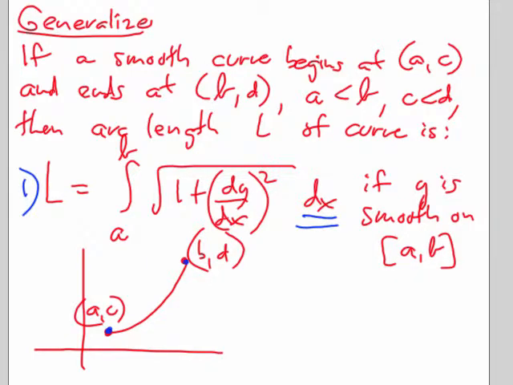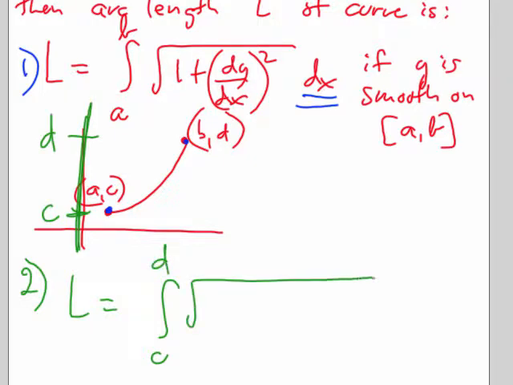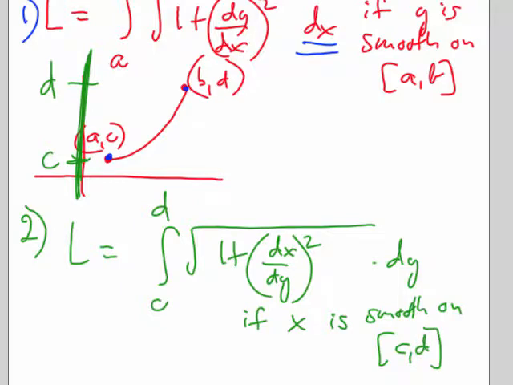But just as with areas and volumes, sometimes it is more convenient to consider our independent variable to be along the y-axis here, where we integrate from c to d. And so the equivalent formula, if you wanted to do it that way, and sometimes you will want to because it'll be more convenient, would be to integrate from c to d the root of 1 plus, now your rise and your run will be reversed when you're using this as the independent axis, so that would be dx/dy squared times dy. That's if x of y, x is smooth on the interval c to d.